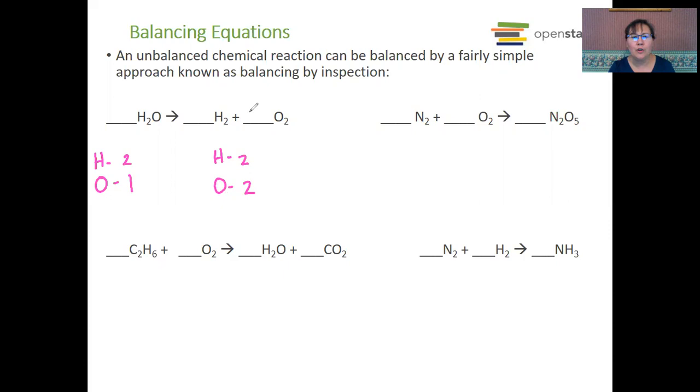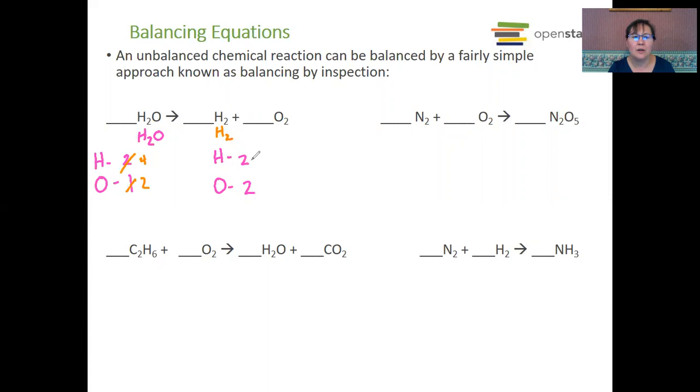Notice that you can't just add another oxygen to your left side, to your reactants. You have to add another complete water like this. Now what we have is 4 hydrogens and 2 oxygens. So I can come over here and say, my oxygens are balanced, but my hydrogen isn't.